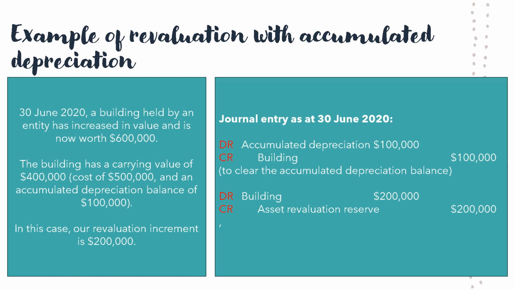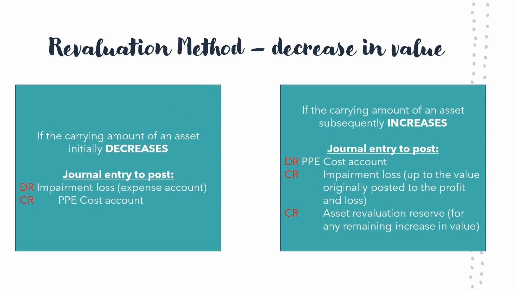Then, when we post our revaluation entry as we did before, we will once again debit the asset account and credit the revaluation reserve. Once again, if a future revaluation shows a decrease in the balance after we post our first journal to clear out the accumulated depreciation balance, we can then reverse the increment sitting in the asset revaluation reserve before posting any losses through to the profit and loss statement.